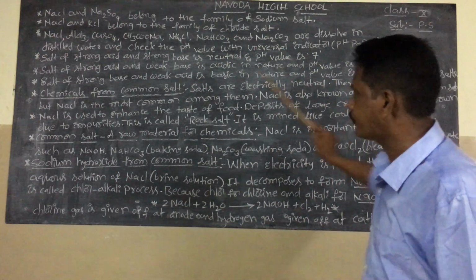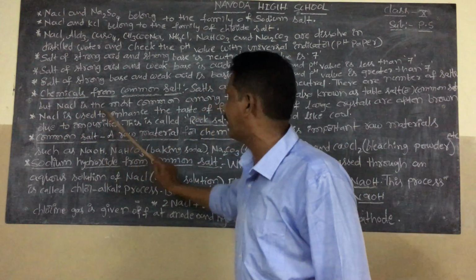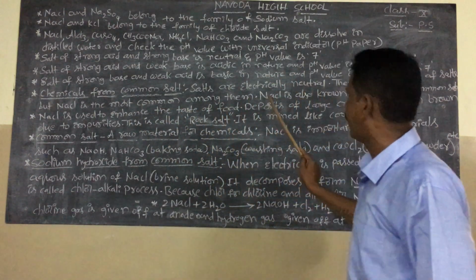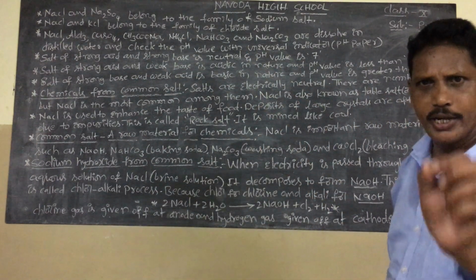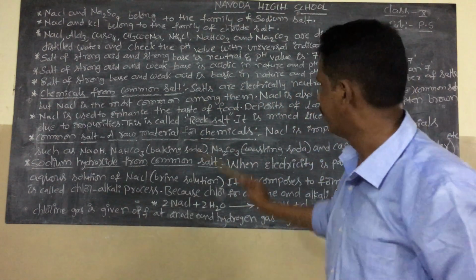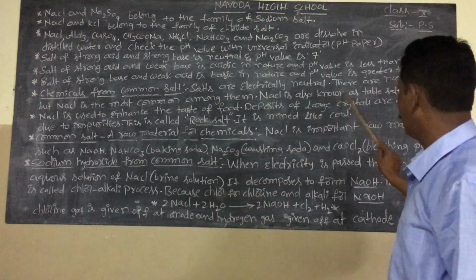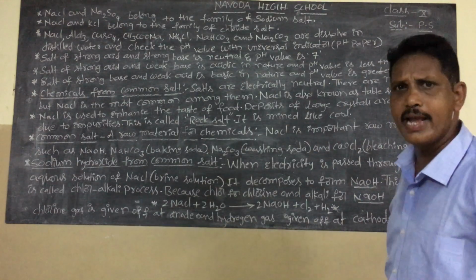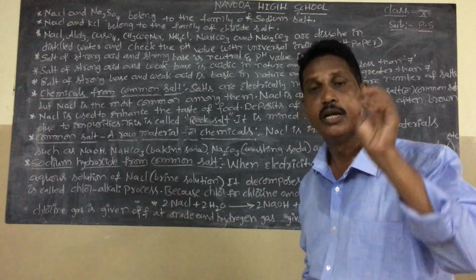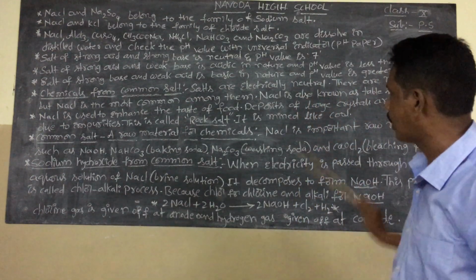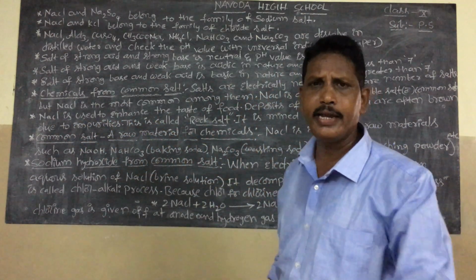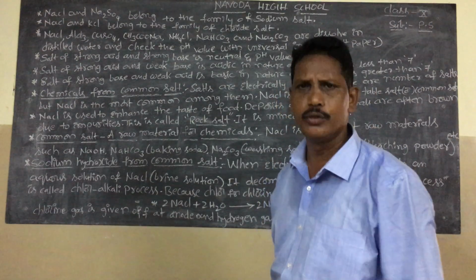Okay. There are a number of salts, but NaCl is the most common among all of them. Sodium chloride is the most common salt among the remaining salts. NaCl, sodium chloride, is also known as table salt or common salt. NaCl is used to enhance the taste of food.